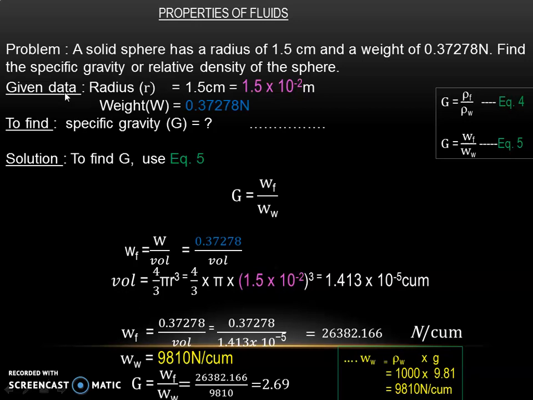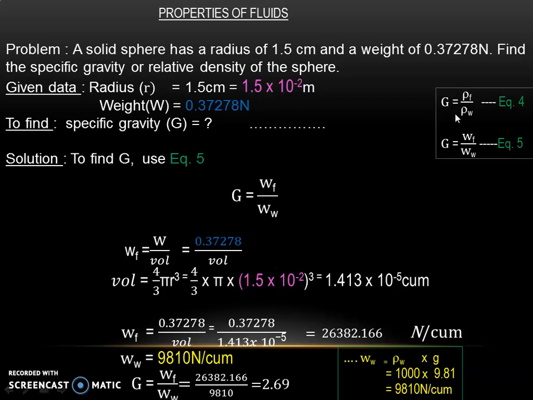To begin with, to simplify, we will write all the given data. First one is radius. R is equal to 1.5 centimeter. Write the conversion: 1.5 centimeter is equal to 1.5 into 10 raised to minus 2 meter. And what is the next data given? Weight. Weight is equal to 0.37278 Newton. With these two data, we need to find specific gravity. So, to find specific gravity, we know that we have two equations. One is in terms of density and the other is in terms of specific weight.